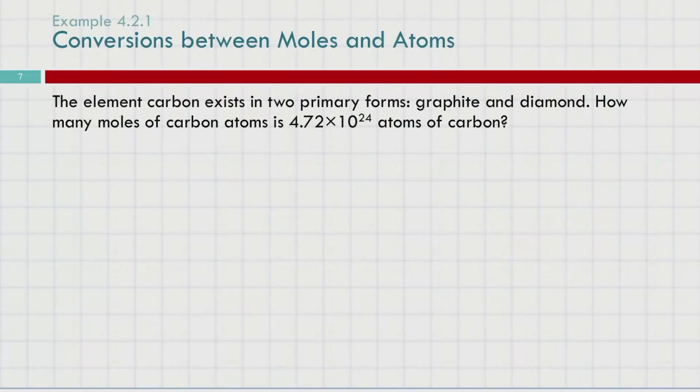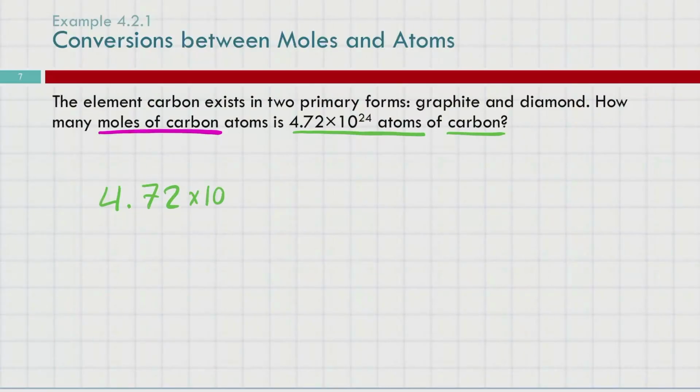The element carbon, that's C, number 12 on the periodic table, exists in two primary forms: graphite, like the lead in pencils, and diamond. How many moles of carbon atoms is 4.72 times 10 to the 24 atoms of carbon? So we are given a large number of atoms of carbon, and we want to convert this to moles also of carbon. We can do this in one step thanks to Avogadro's number.